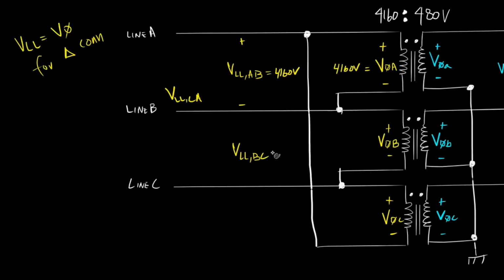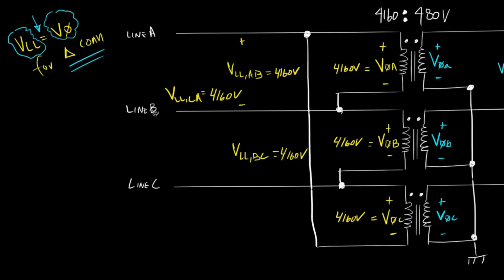Similarly, the line-to-line voltage across line B and line C should equal 4160 volts. And the line-to-line voltage across line C and line A should also equal 4160 volts. Both phase B and phase C voltages should also equal 4160 volts. So for a delta connected transformer, the line-to-line voltage is equal to the phase voltage.